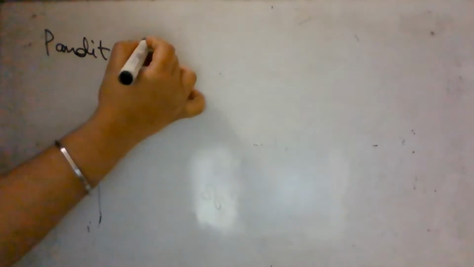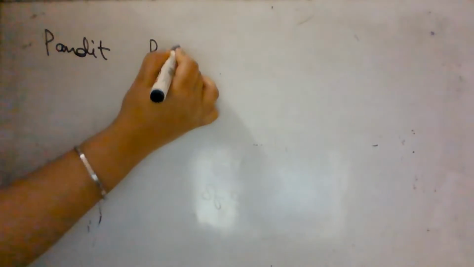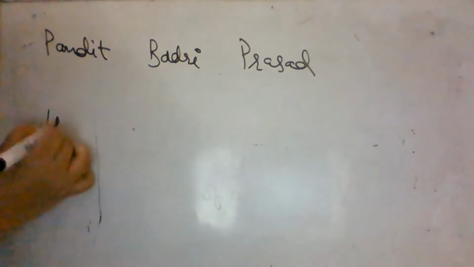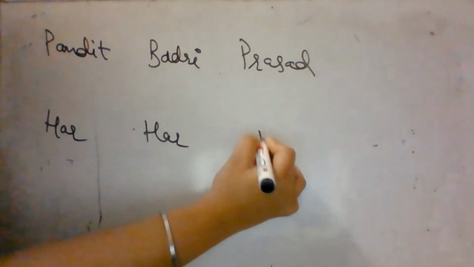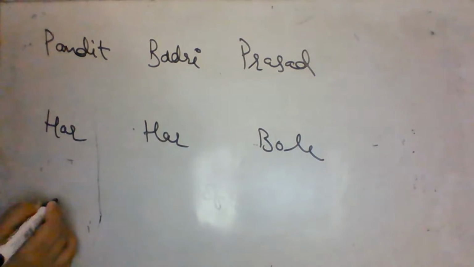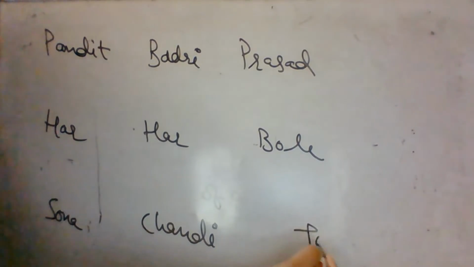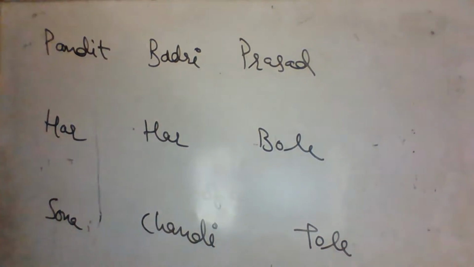Before memorizing them, we'll have to learn a formula. We'll have to learn a statement. That is very easy. And what is that? You will laugh over that, but it's okay. So we have Pandit Badri Prasad har har bole, sona chandi tole. I know this is hilarious, but this will help you a lot in the beginning of this trigonometry.